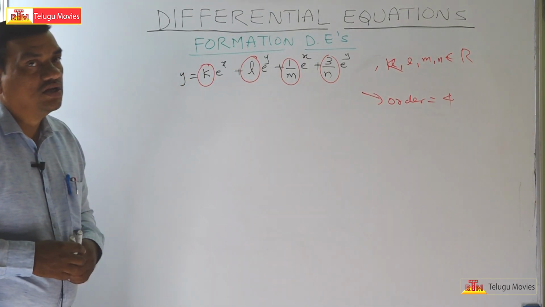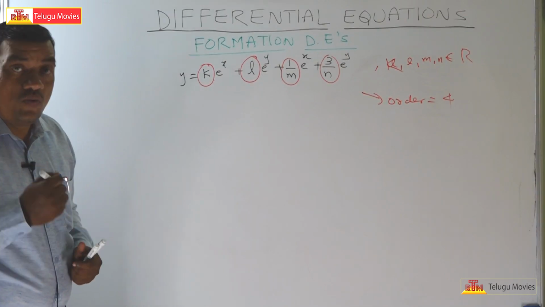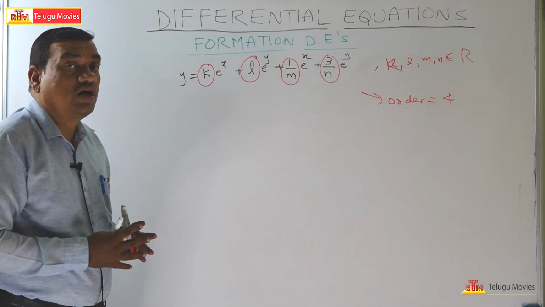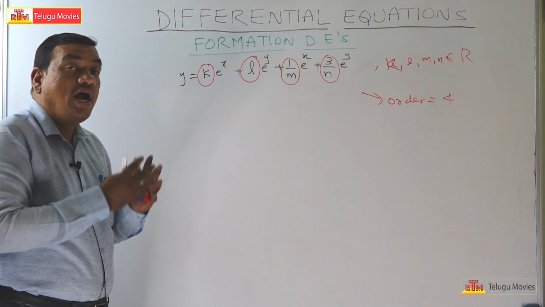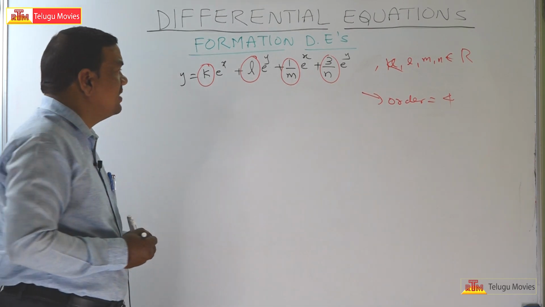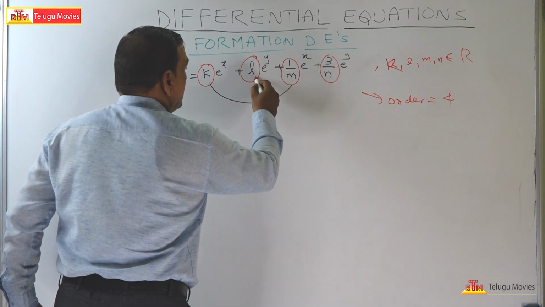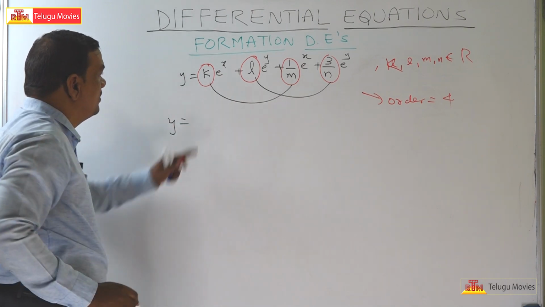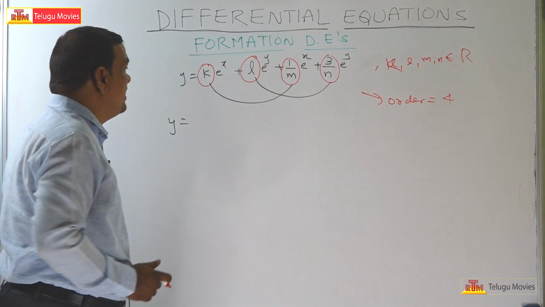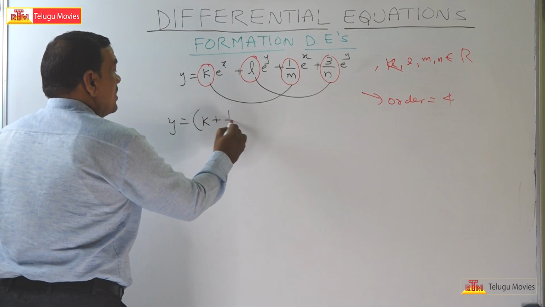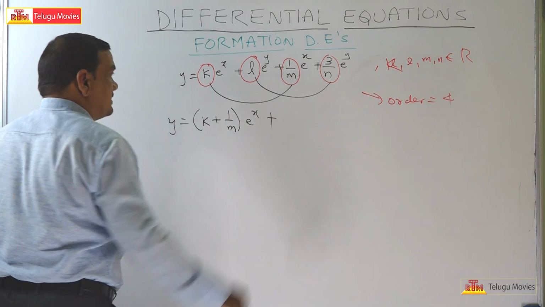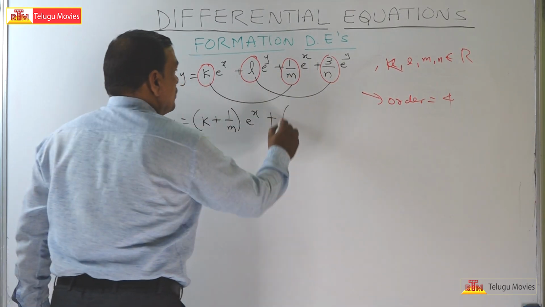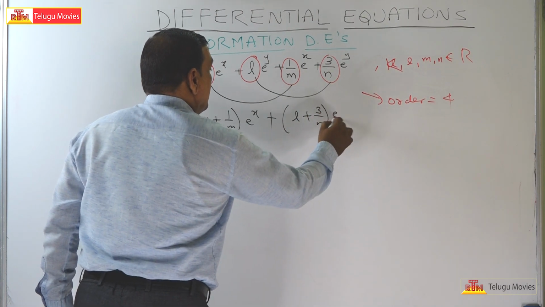Generally, if we conclude that, our conclusion is wrong. Why? Even though there appear to be 4 constants, we can simplify this equation and extract the effective constants. What is meant by that? Let us see the first and last one, and the second one, first and third one. So y is equal to e power x, we can take e power x common outside, (k plus 1 by m) e power x, plus here also e power y is there, so we can take e power y common outside, (L plus 3 by n) e power y.